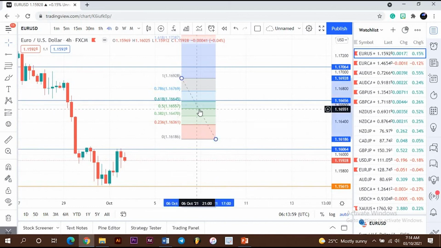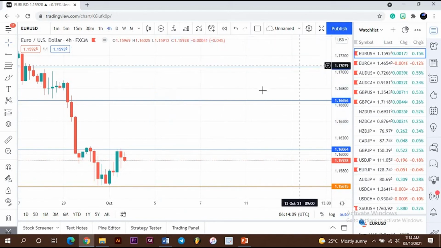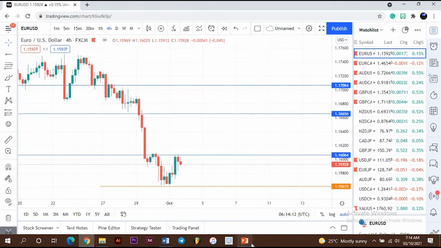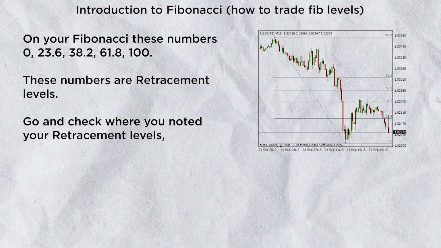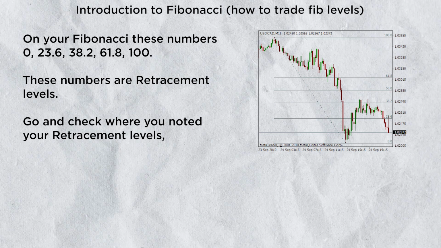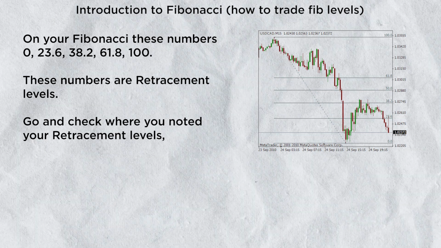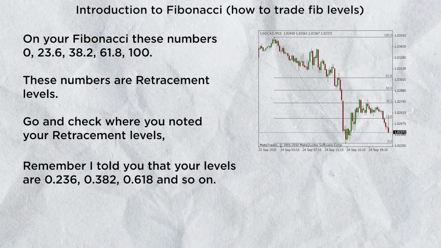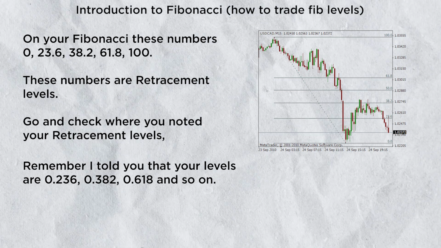So if you draw them properly on your chart, you'll be able to spot a possible retracement and place a trade towards that retracement. We will look at how to do all of that later as we move on in this course. On your Fibonacci, these numbers 0, 23.6, 38.2, 61.8, 100 are retracement levels. Go and check where you noted your retracement levels. Remember, I told you that your levels are 0.236, 0.382, 0.618, and so on.